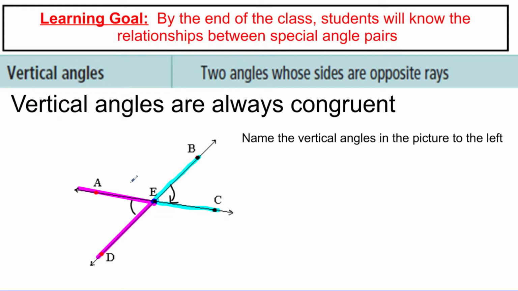So there's actually another set of vertical angles on here. If I think about this one, AEB, and I jump over the vertex to the other side, because these are straight lines, these two are also vertical angles. So we can name several sets of vertical angles in this diagram.